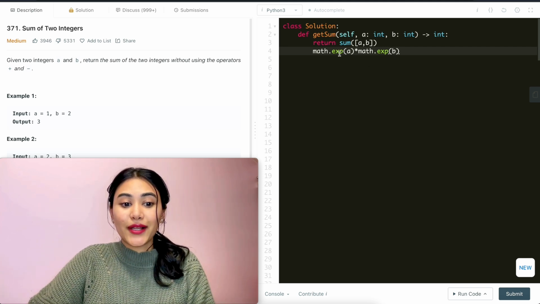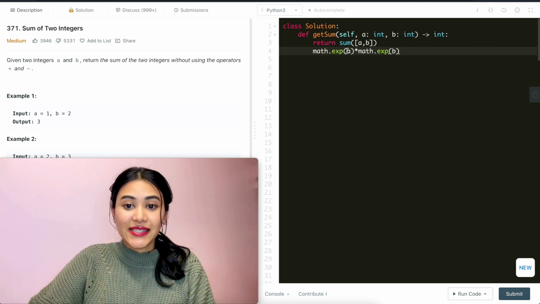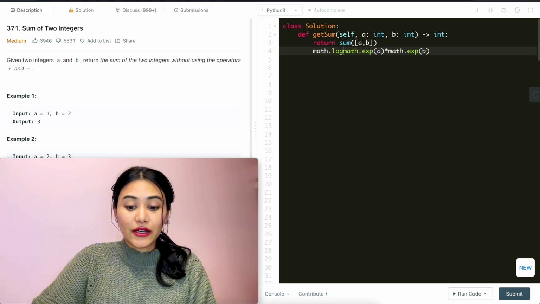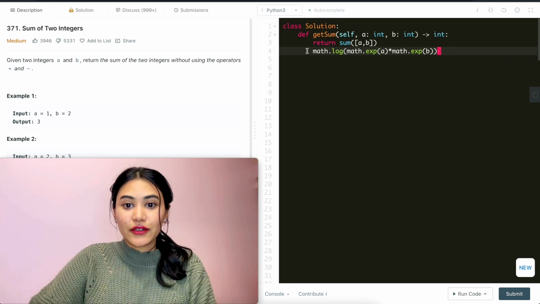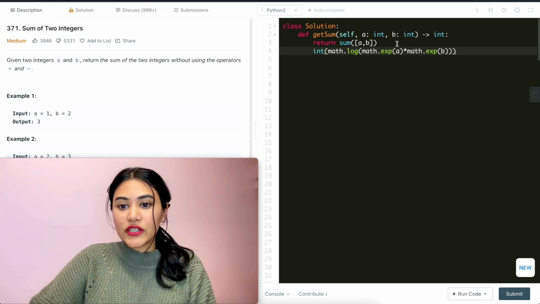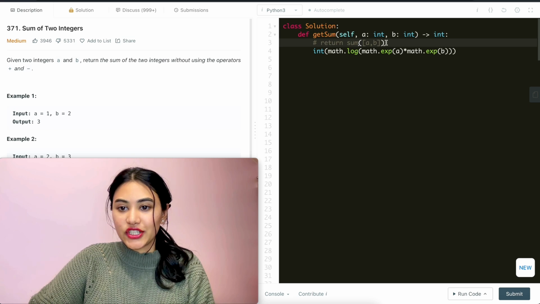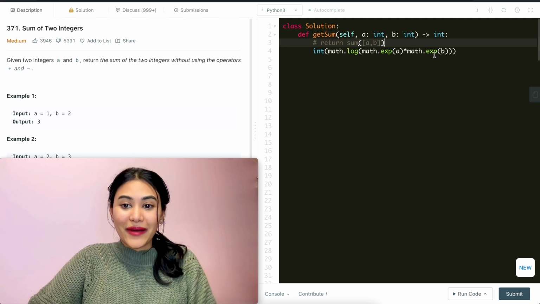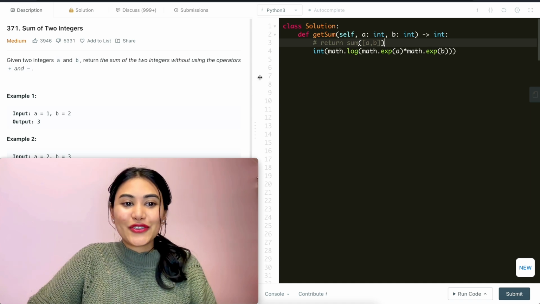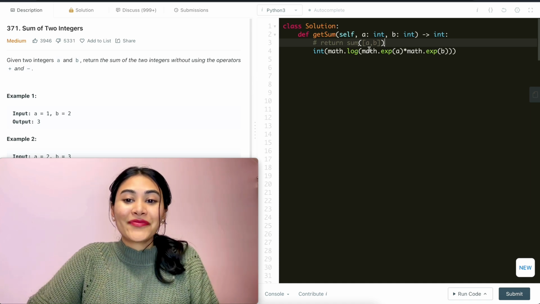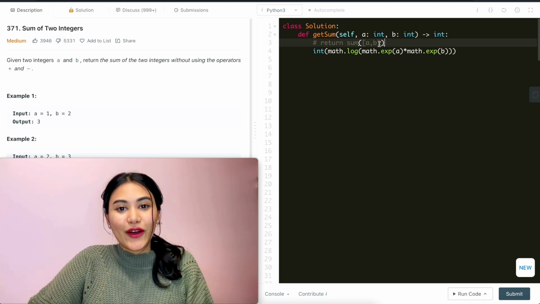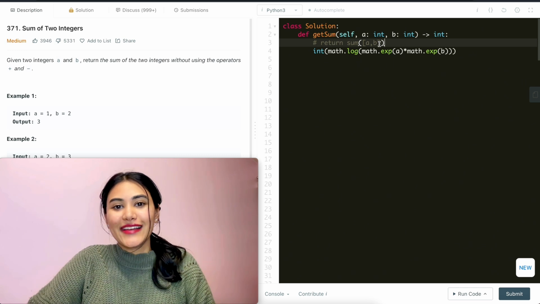So if I'm multiplying with the same bases, that means the exponents are being added. And then what I have to do is take math.log of that entire thing and wrap it as an int. And of course, once I take care of the zero conditions for a and b, I could also get a correct answer by doing this. And neither approach really uses the plus and minus, so I think it is perfectly acceptable. However, this question does want us to use bits and bitwise operators.